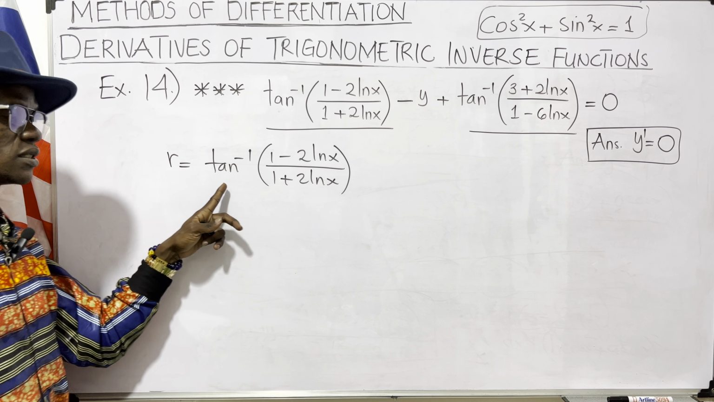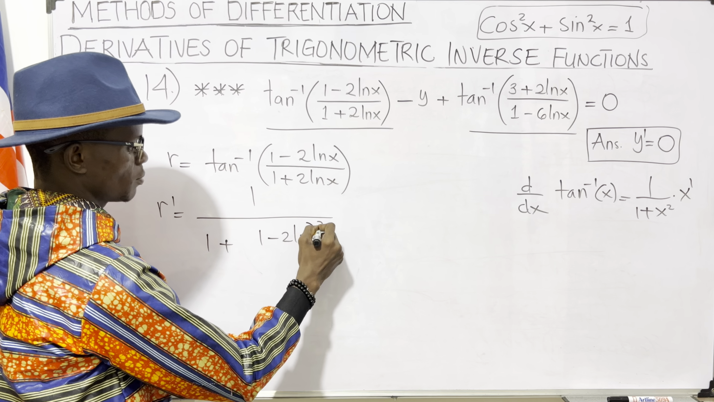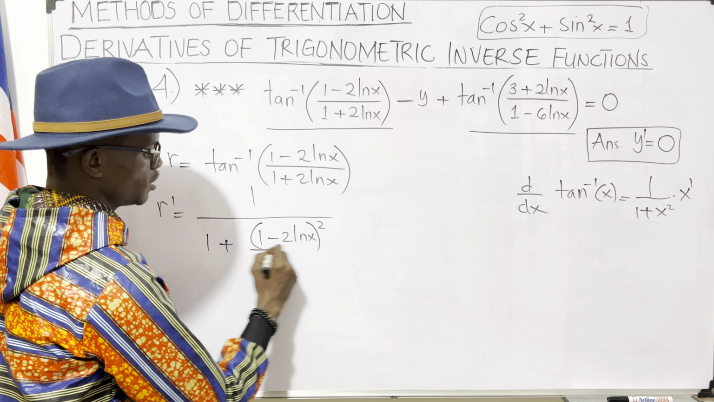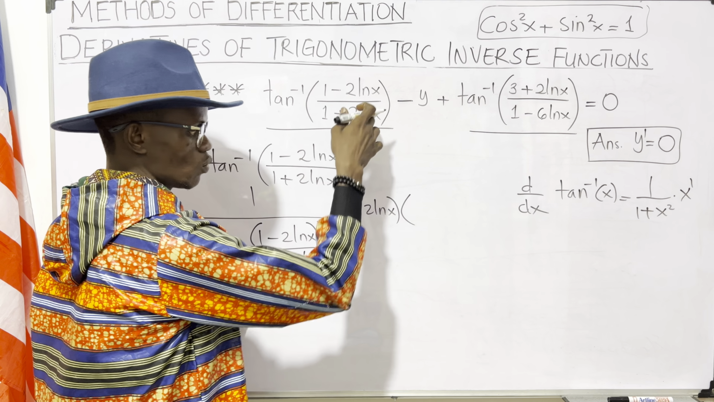So we're going to have 1 over 1 plus, the numerator 1 minus 2 ln of x, and we square both the numerator and the denominator, 1 plus 2 ln of x, all squared. That's the first part, times the derivative of this particular expression. So we can use the quotient rule. We hold the denominator first, 1 plus 2 ln of x, and we differentiate the numerator. The derivative of 1 is 0, and the derivative of ln of x is 1 over x.